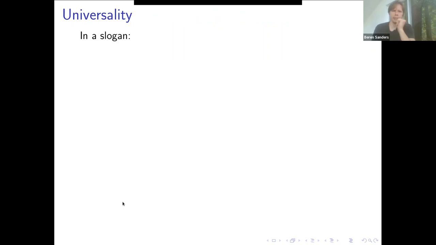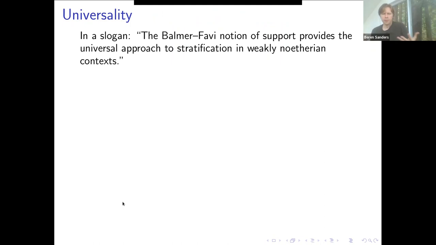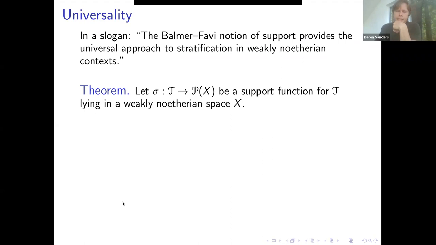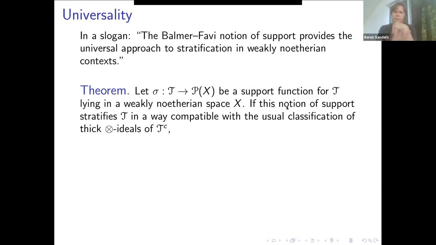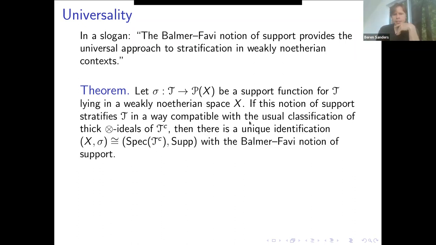One of the things that we prove is, in a slogan, that the Balmer-Favi notion of support provides the universal approach to stratification in weakly noetherian contexts. What I mean by that more precisely is, suppose you have some notion of support for your category lying in some weakly noetherian space. If this notion of support classifies the localizing tensor ideals of T in a way compatible with the usual classification of thick tensor ideals of the compact part, then there's a unique identification of this space and this notion of support with the Balmer spectrum and the Balmer-Favi notion of support.